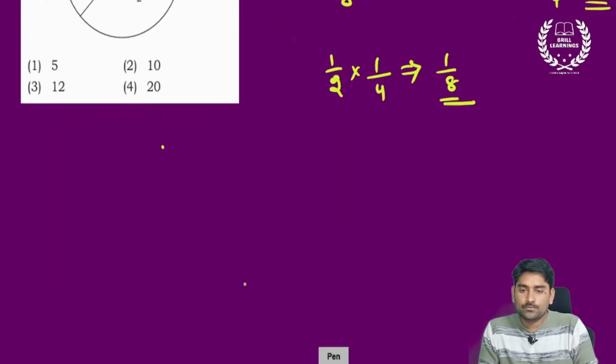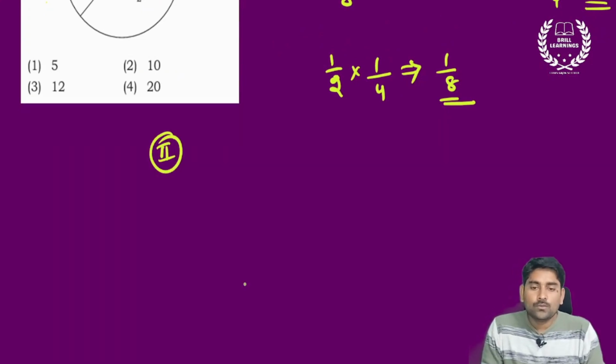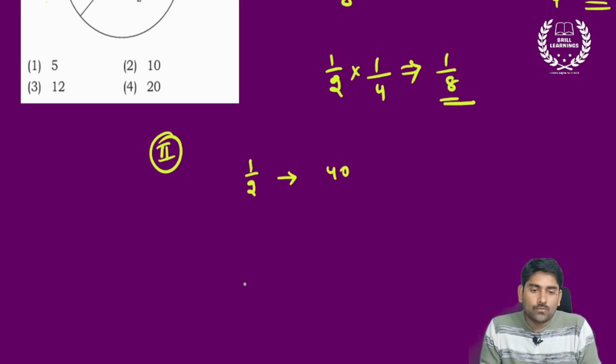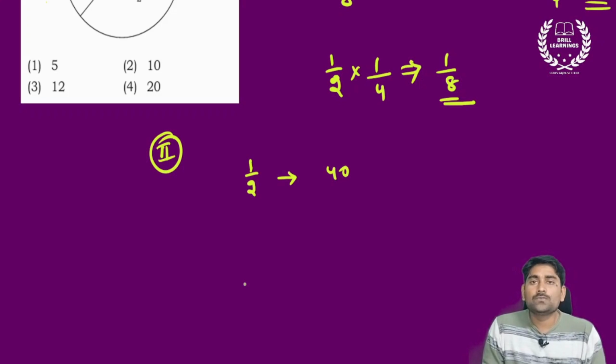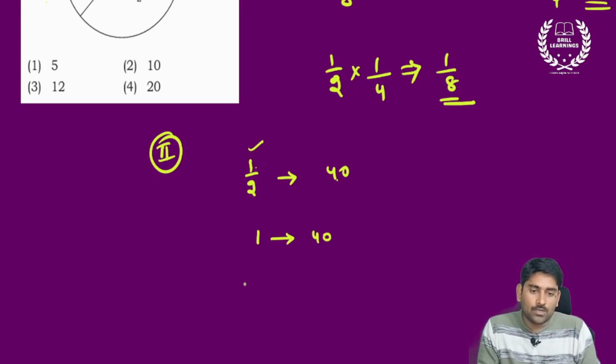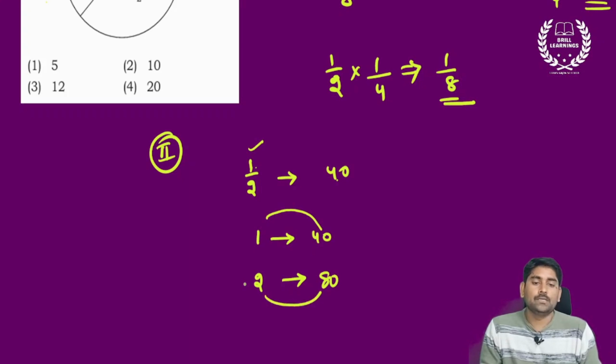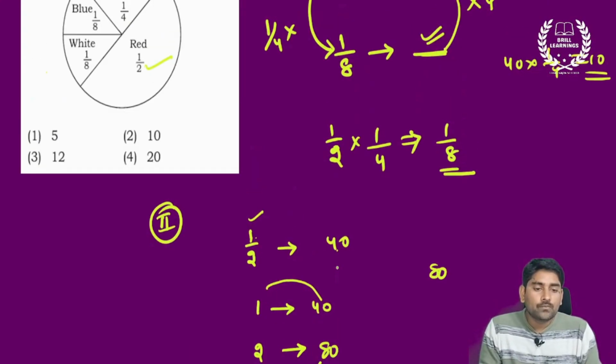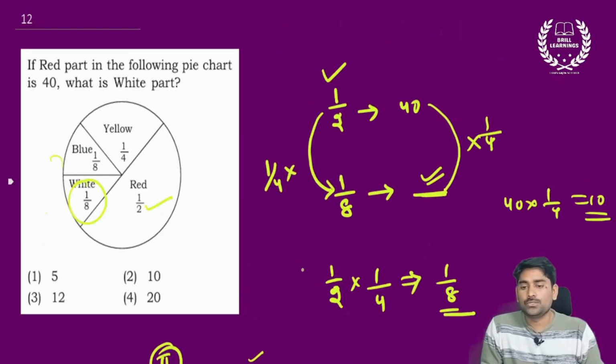Second approach. 1 by 2 is equal to 40. So out of 2 parts, one part is red here and one part is equal to 40. One part is equal to 40 means total 2 parts is equal to 80. So out of this 80, what is the part of white here? 1 by 8th part is here. That means multiply this 1 by 8th part, and you will get the white part. How much? 10. So this is the second approach. The second one is the answer. Let's move on to the next question.